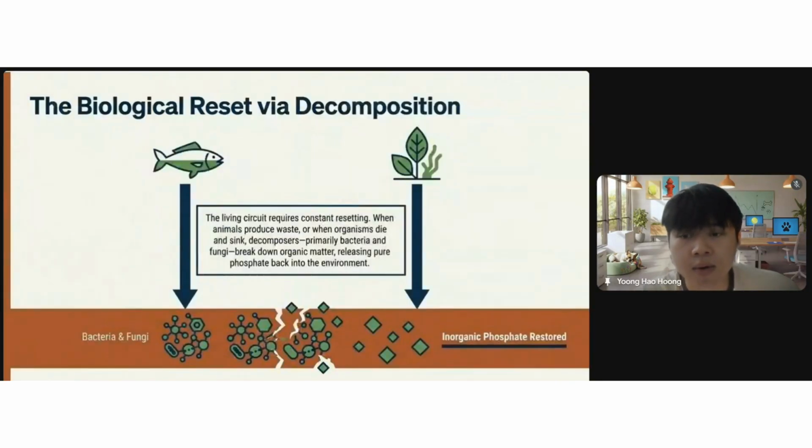Next, when fish, shrimp, or plants excrete, some phosphorus leaves their bodies in the waste, and when they die, their bodies sink or remain in the soil or water. Then the decomposers, mainly bacteria or fungi, break down this dead organic matter and waste. During decomposition, the organic phosphorus inside the dead bodies is converted back into phosphate. Then this phosphate is released back into the soil and water. Once it returns to the environment, plants and phytoplankton can absorb it again, and then the whole cycle repeats.